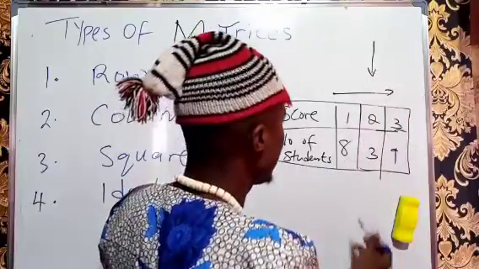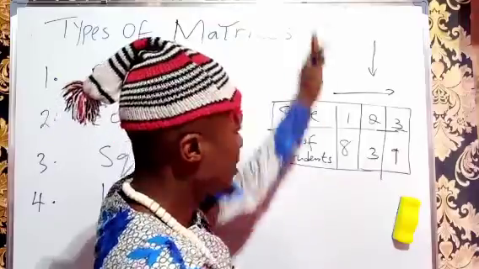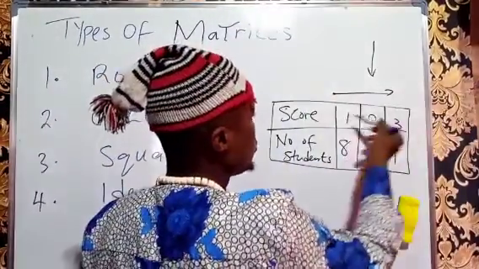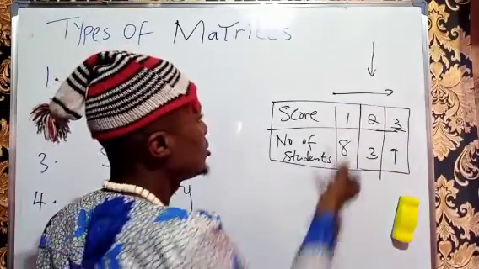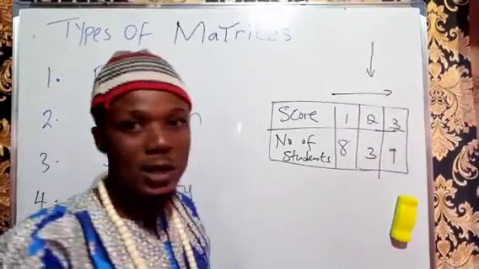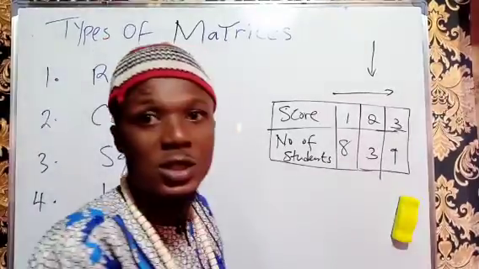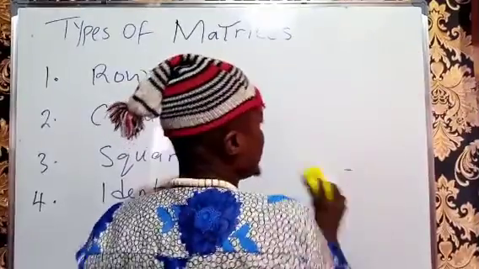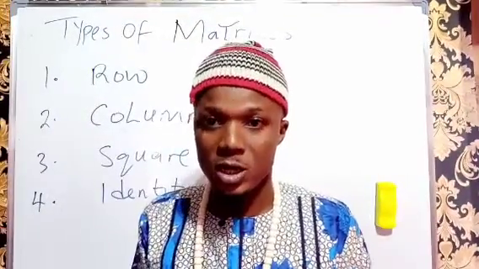So when you talk about the horizontal direction, it's a row, okay? But the vertical direction is a column. So you see that this has 2 rows, 1 and 2, while it has 3 columns, 1, 2 and 3. Alright, so this kind of arrangement is still a matrix because these numbers are arranged in rows and columns. Okay, so that is what we mean by a matrix. A matrix is a rectangular arrangement of numbers in rows and columns.